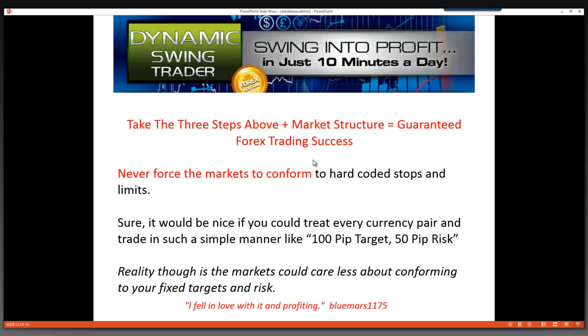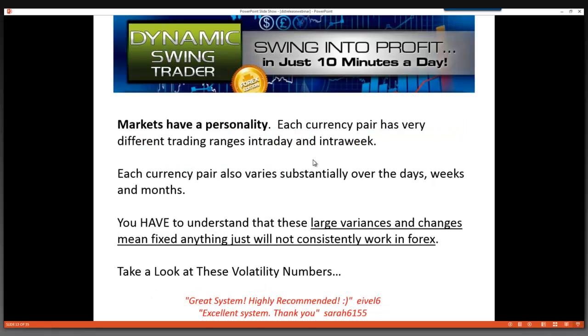The next thing is market structure. We never force the market to conform to hard-coded stops and limits. We had a video on this. There's a lot of systems out there that try to go for fixed targets and risk that rarely can be successful over time, all right? If you're forcing a market to get 100 pips and risk 50, and every single time you trade that, it may work in the short term because more than likely you have curve fit, all right, to what's happened recently, but it never holds up in the longer term.